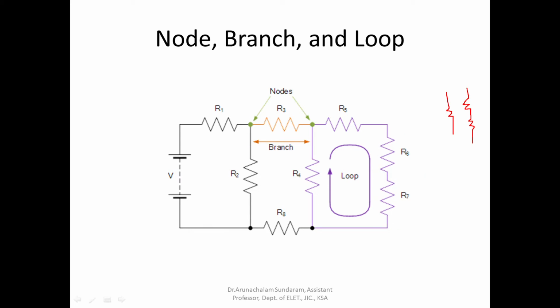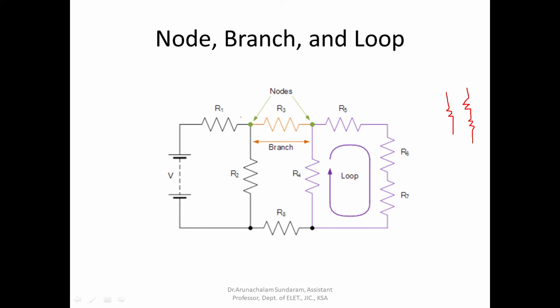So here, R1 and V is one branch. R2 is a branch. R3 is a branch. R4 is a branch. R8 is a branch. R5, R6, R7 combined become one branch. So how many branches are there?